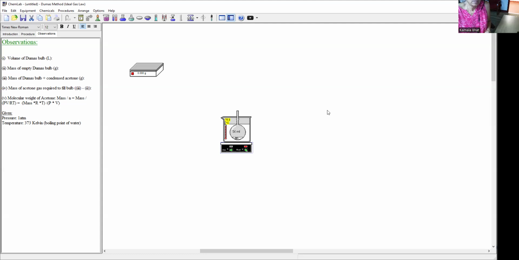And you're given that the atmospheric pressure is 1 atmosphere. The temperature of the boiling point of water is 373 Kelvin. So you can do that. And we are almost coming over there.